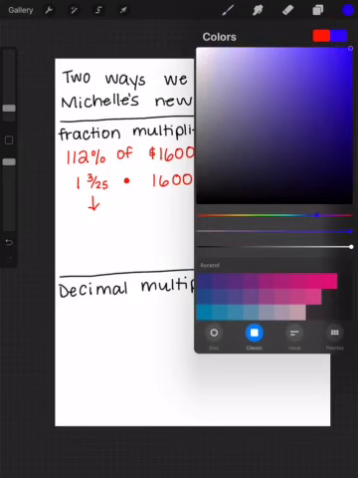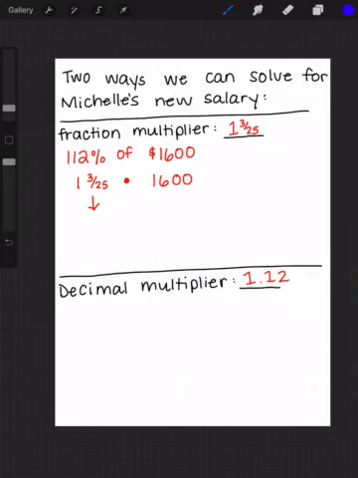So let me change my color so you can follow along. I'm going to take my 1 times my bottom number. So 1 times 25 is 25. Add 3. So 25 plus 3 is 28. I have 28 over 25 because the bottom number does not change. Times 1,600 over 1. Okay. So I multiply that out.